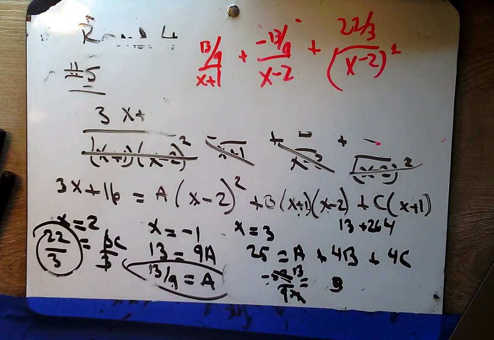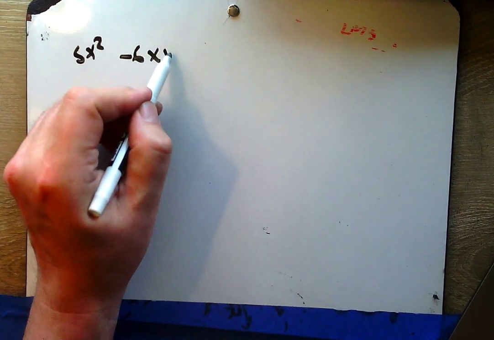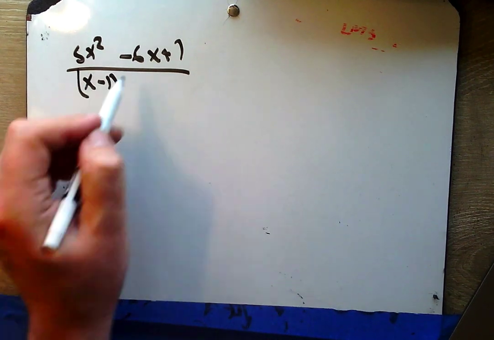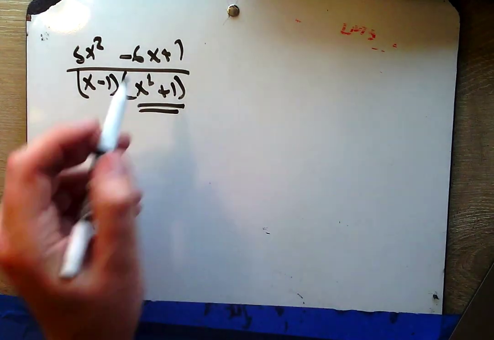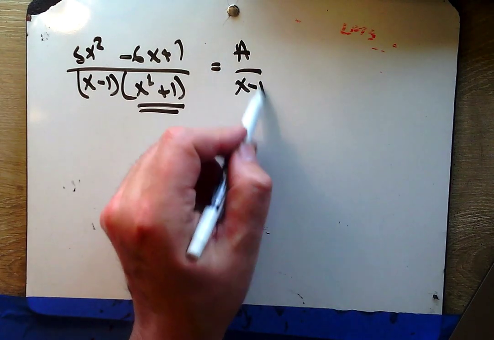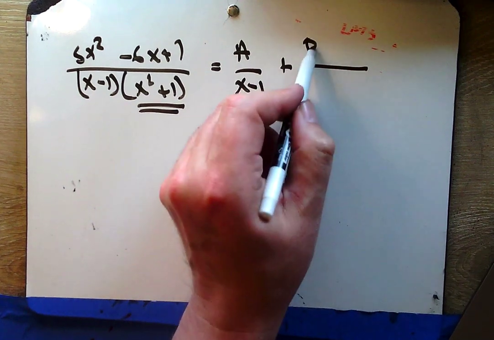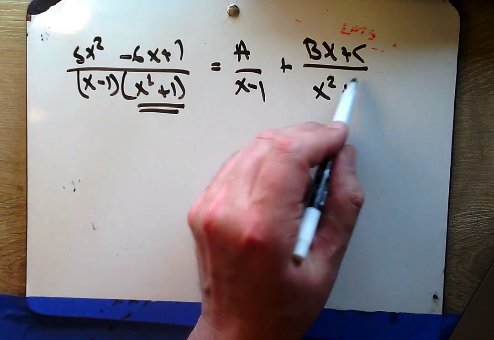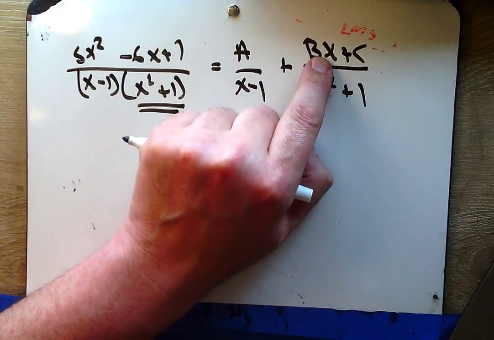What else do we need to look at here? How about breakout 7? Have you been thinking about case 3? 5x squared minus 6x plus 7 over x minus 1, x squared plus 1. This is an irreducible quadratic. So my setup, a over x minus 1, but this, I need 1 degree less. So I'm going to need a bx plus c over that x squared plus 1. If that's second degree, that's got to be first degree.